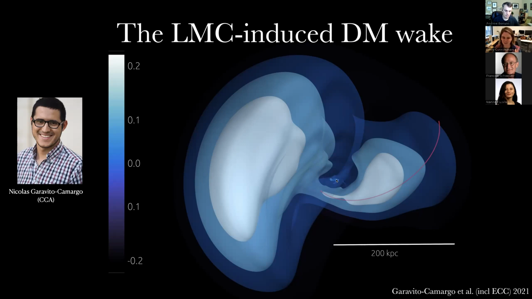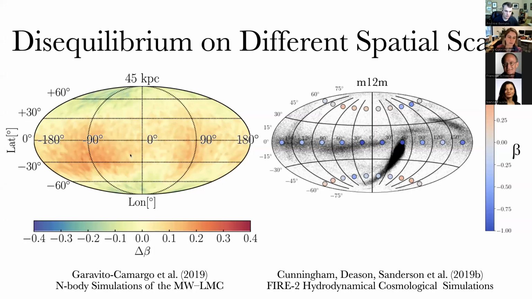And so all of these factors in tandem, this is all from just a simulation of a smooth Milky Way halo with one massive satellite, and just is demonstrating how serious and also interesting the effects are of this LMC Milky Way interaction. So the LMC is a huge source of disequilibrium in the Milky Way, but it's not the only one. So here I'm showing you a map. On the left-hand side, this is a map from Nico's simulations, which are again N-body simulations of Milky Way LMC interaction. And this is a map of the velocity anisotropy.